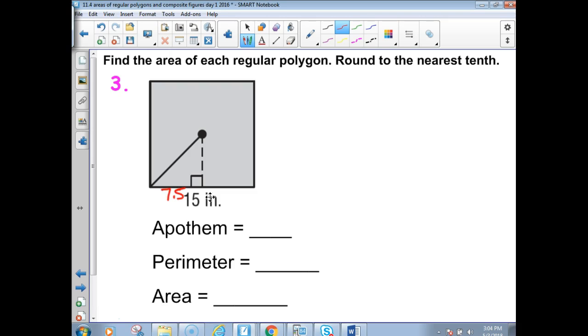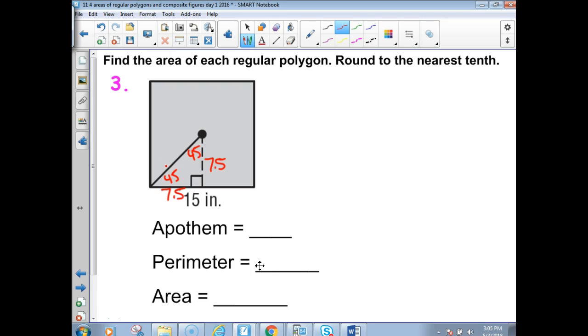Now, what kind of triangle would this be? Since this is a regular polygon, it's a square. So it'd be a 45, 45, 90. If that's 7.5, what's this? Also 7.5. It would be this thing, the radius, that would be 7.5 times the square root of 2. So it's not that big a deal. You don't have to worry about that because we don't need it.